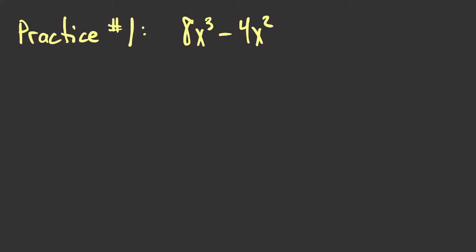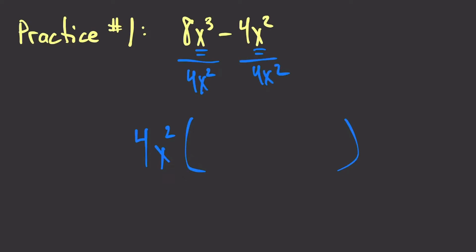Okay, so the GCF for this, 8 and 4, the largest number that goes into both of those is 4. I've got an x cubed here, I've got an x squared there, so I need to pick the variable with the smallest exponent. That's going to be x squared. So now in my parentheses, I'm going to put whatever I get when I divide both of these by 4x squared. 8 divided by 4 is 2. X cubed divided by x squared is x, minus 4 divided by 4 is 1.